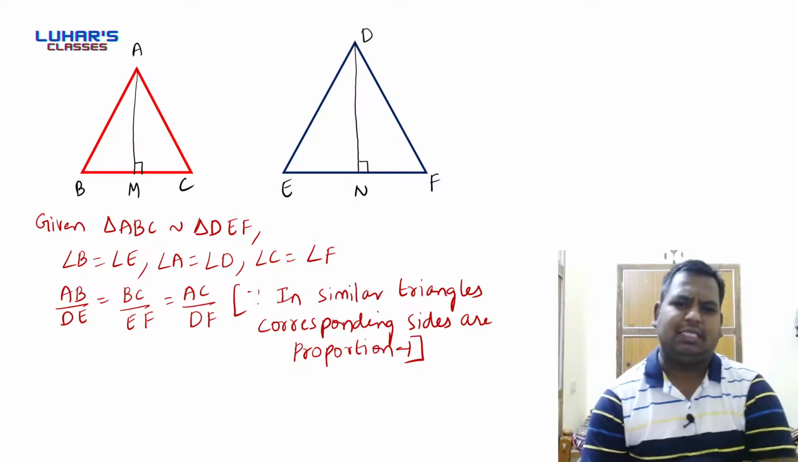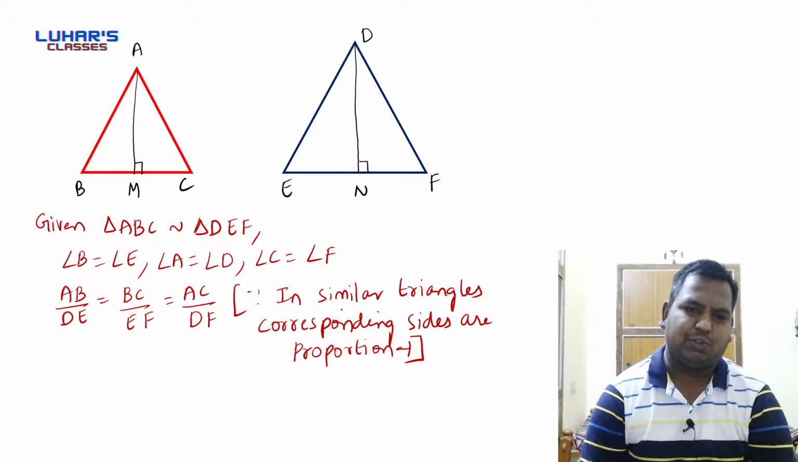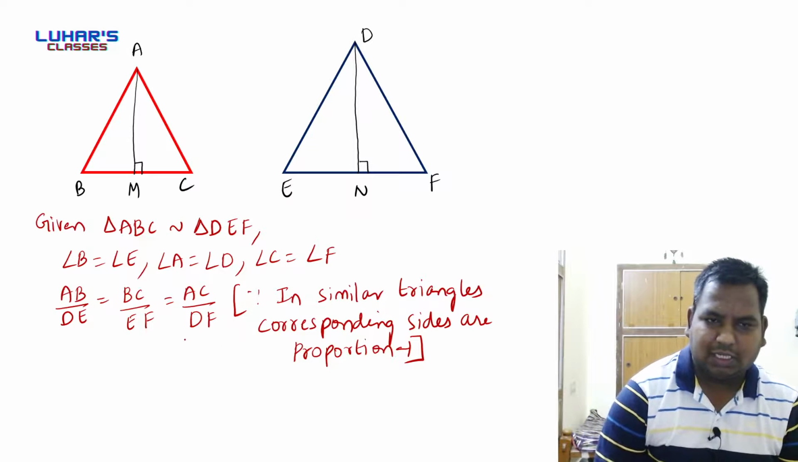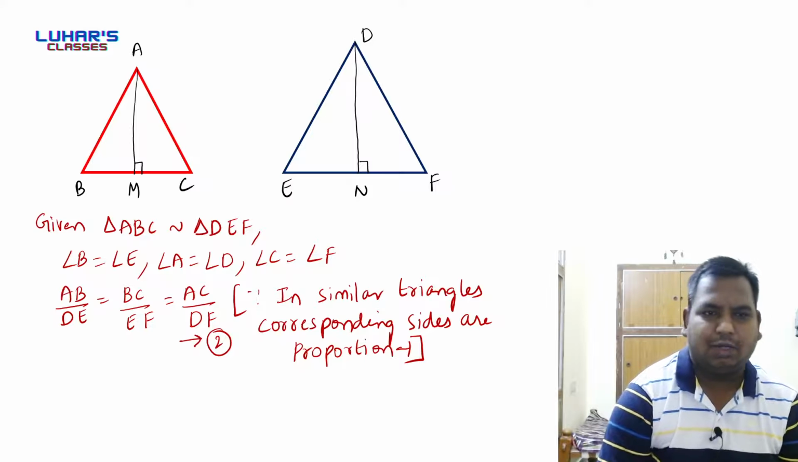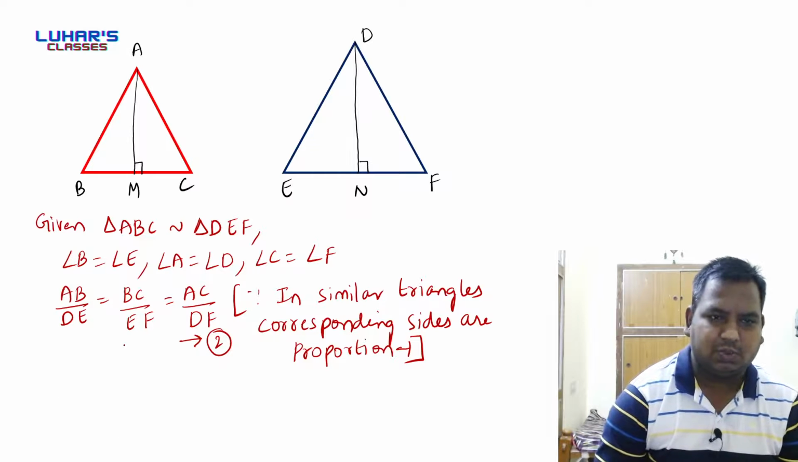Okay. In similar triangles, corresponding sides are proportional. So we will assume this as equation number 2, because this is going to help us a lot. Okay. Now, so this is one part.